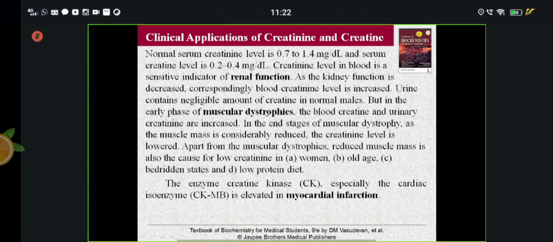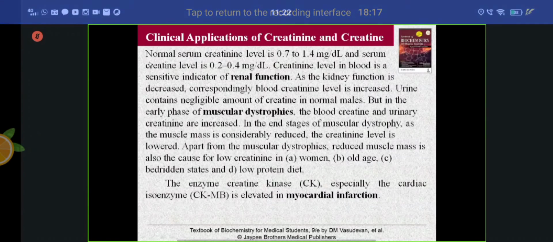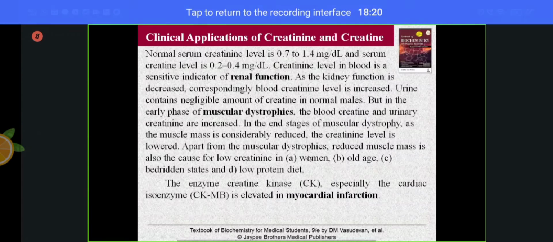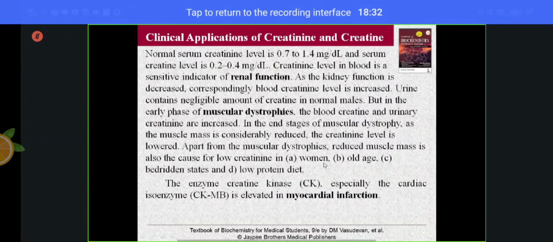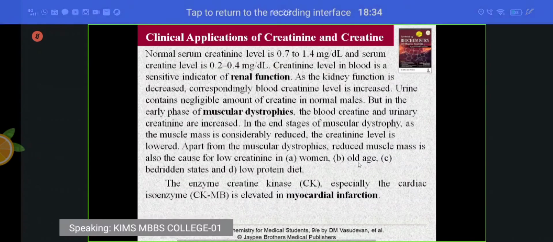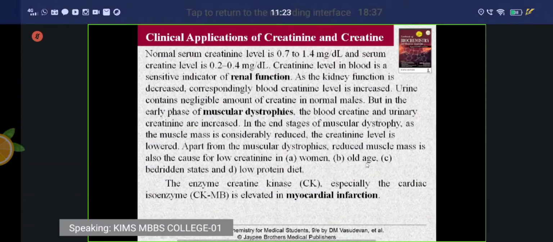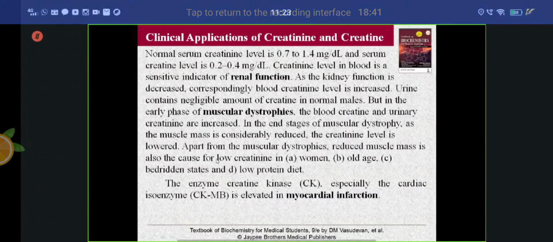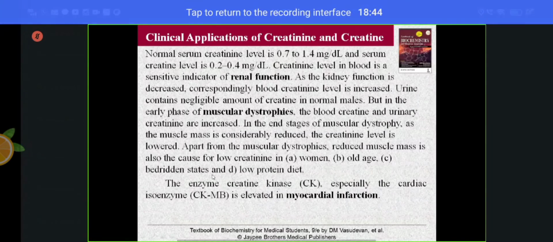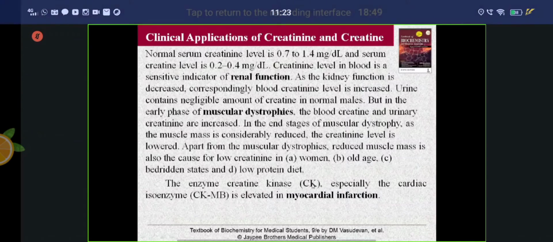So coming to muscular dystrophies, creatine level will be elevated, right? Apart from the muscular dystrophies, reduced muscle mass is also a cause of low creatinine. There are some cases where creatinine will be low, like low muscle mass in women, and in old age where the older population loses muscle, you can expect a low creatinine level. Also in a bedridden state, because of lack of proper diet, and a low protein diet.